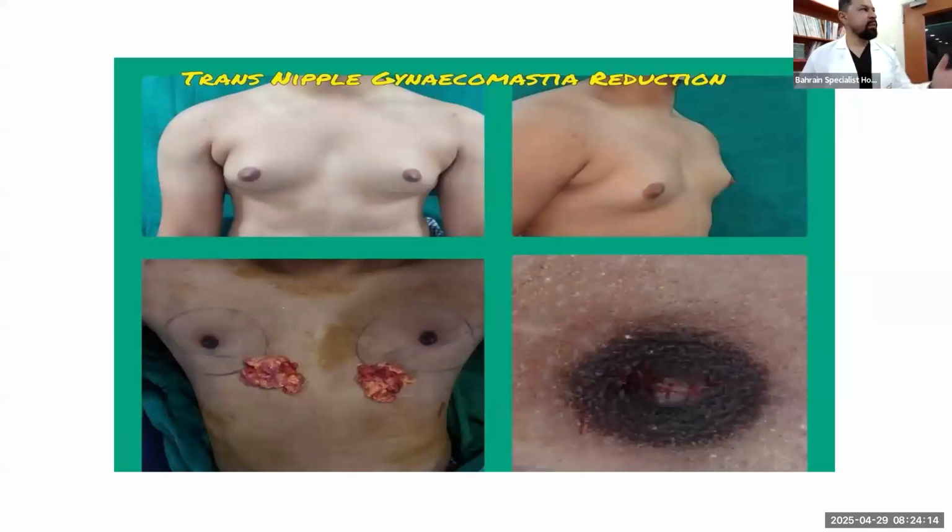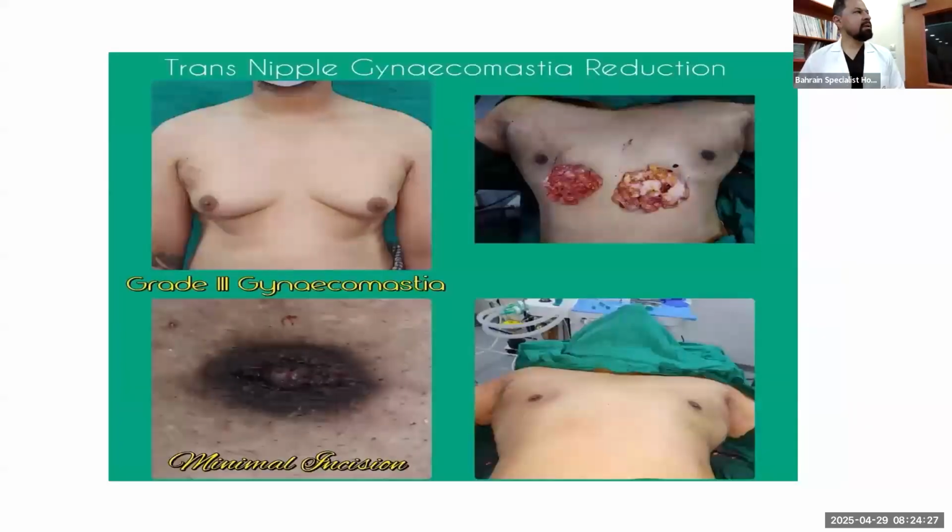You can see trans-nipple also. This is one of the cases of trans-nipple liposuction and excision. You can see the gland, and you can see that there is obviously no scar. This is one more case of trans-nipple, grade 3 gynecomastia. The incision is only this, nothing else.